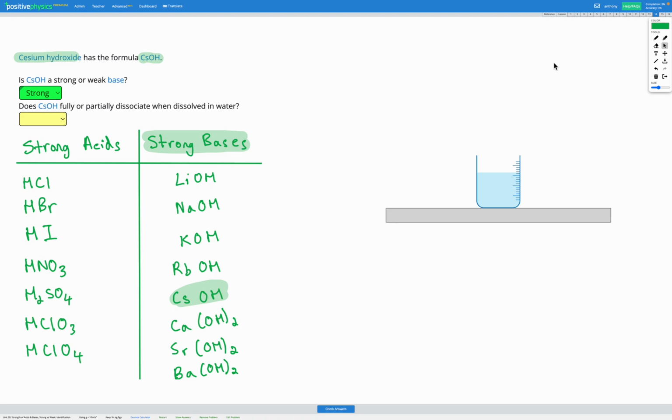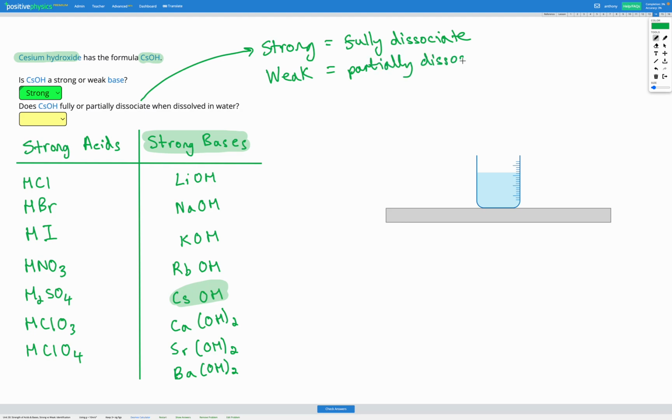We're then asked, does it fully or partially dissociate when dissolved in water? Well, remember, strong means fully dissociate, and weak means partially dissociate. So if we have a strong base, as we do here, that means it must fully dissociate.